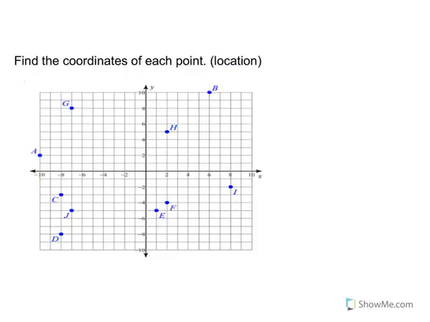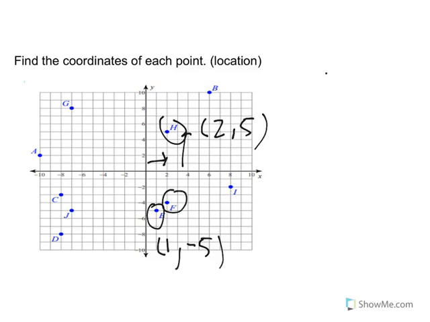So let's do some examples with locations. For point H, we have a location of going 2 to the right and going 5 up. So point H has a location of (2, 5). For point E, we have a location of (1, -5). And similarly for point F, we have a location of (2, -4).